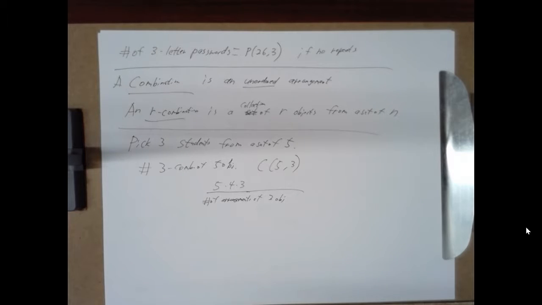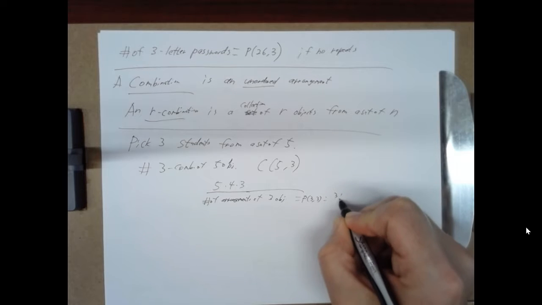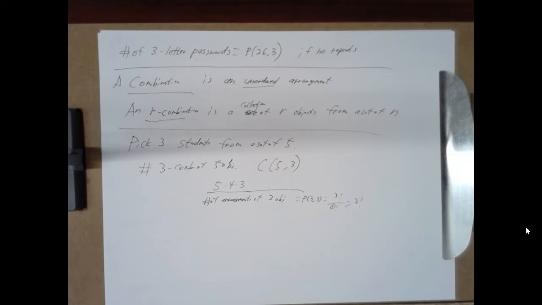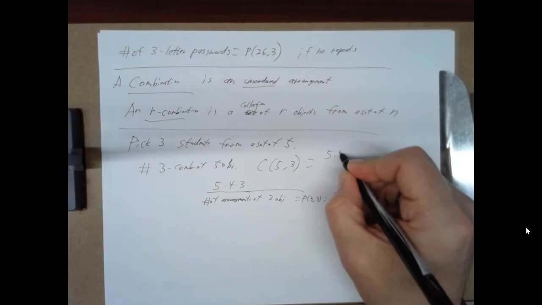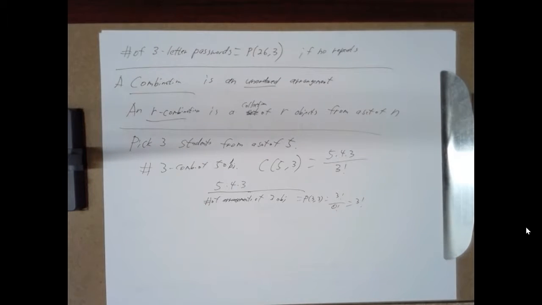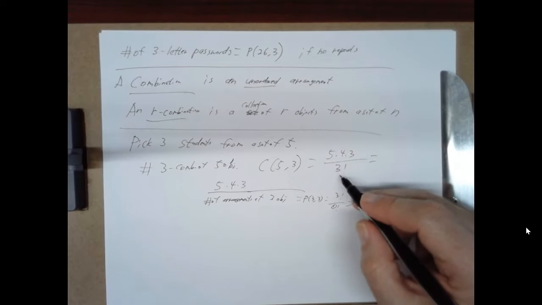Say again? Yeah, it's just 3 permute 3, right? Which is 3 factorial over 0 factorial, which is just 3 factorial. So the number of 3 combinations of 5 objects is 5 times 4 times 3 over 3 factorial, which is going to turn out to be 10.